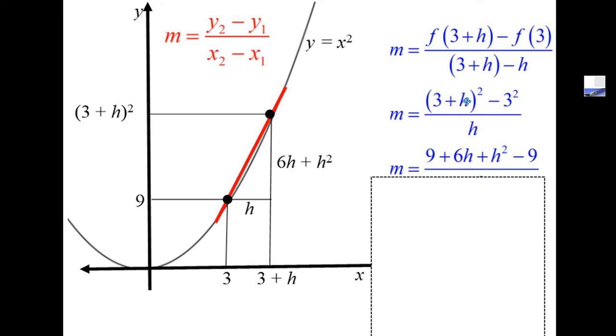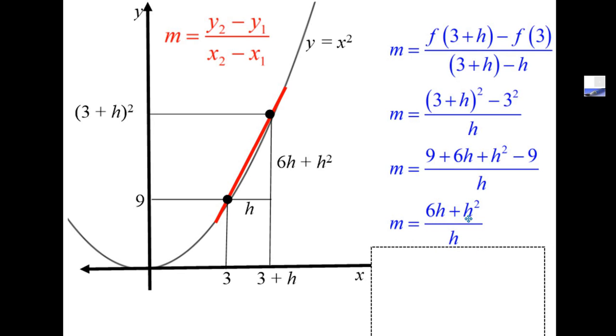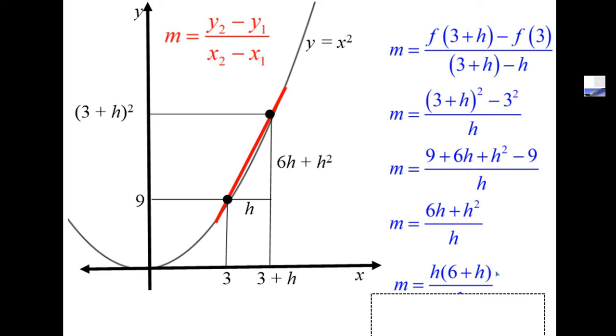Now over here, we're subtracting 3 squared. Something nice happens: 9 minus 9. That just leaves 6h plus h squared, all over h. Here's something we do in what's called first principles of calculus. We factor out the h, and then it cancels with this h here. Now we've got a new way of writing the gradient. The gradient of this whole thing is really just the number 6 plus h.